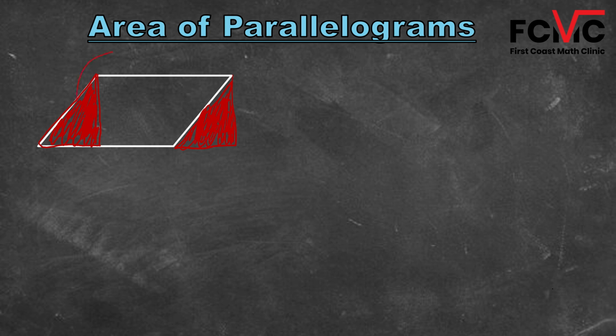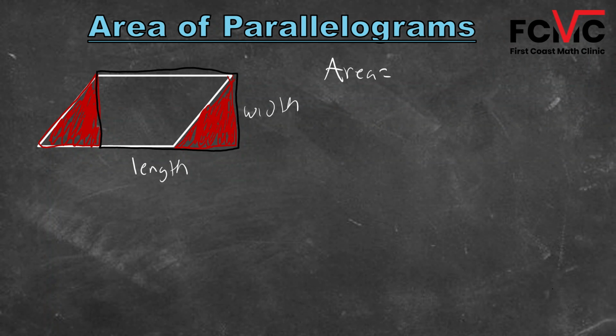Now let's think about what we did by moving this red triangle over here. What did we create? If I trace this over in black, we basically just have a rectangle, right? So we could use a similar formula to find the area of a parallelogram. We've got our length and our width, so to find our area, we could just multiply the length and the width together.